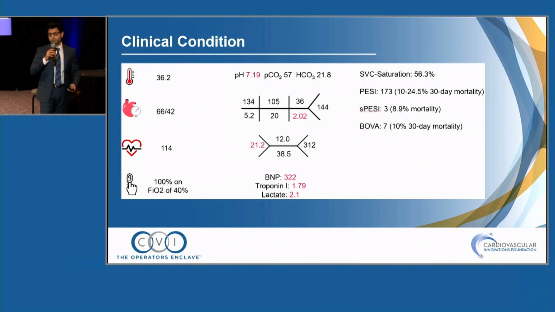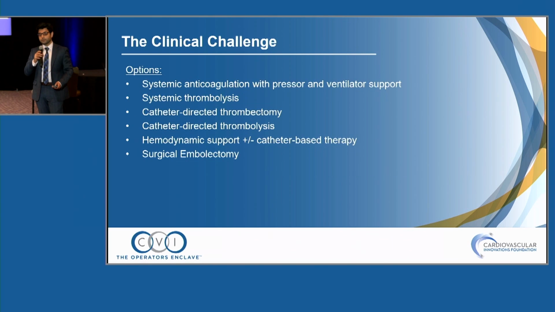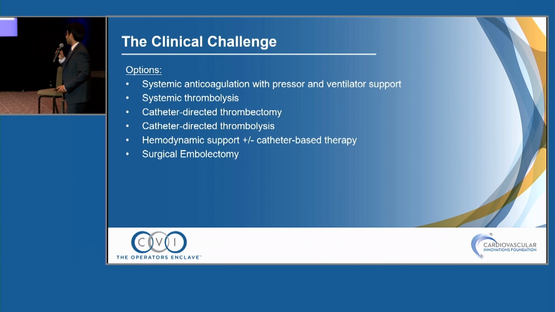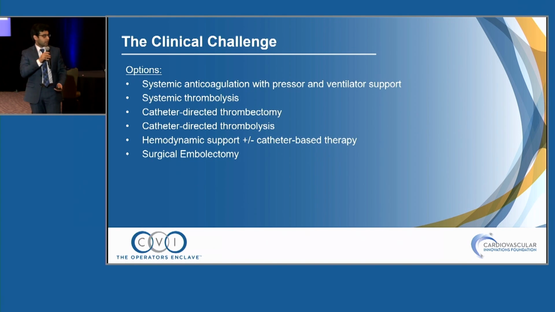Her PESI and BOVA scores were significantly elevated as well, suggesting a high-risk PE, and because she was on about 0.2 of norepi at this time, this was considered a massive PE. So this led to a PERT team discussion at our institution about what the best option is. So the big choices were to continue anticoagulation, to attempt systemic thrombolysis, or some kind of catheter-directed treatment.